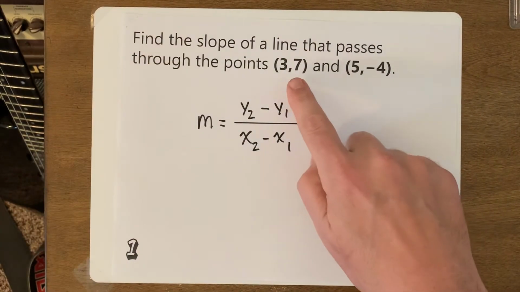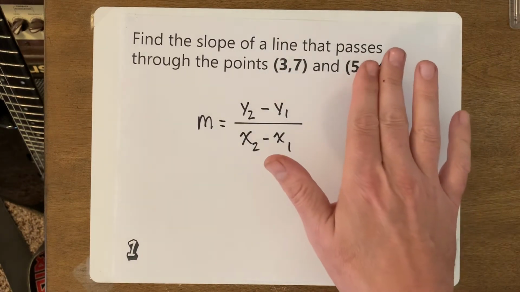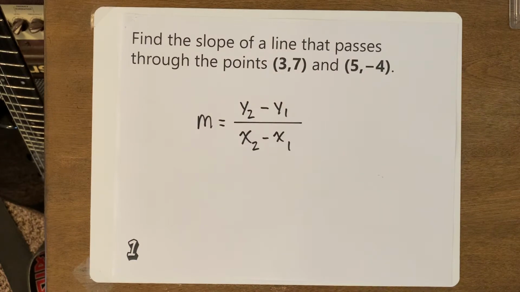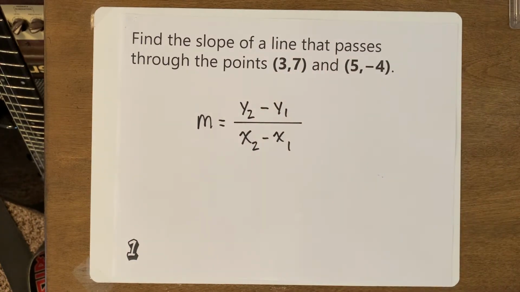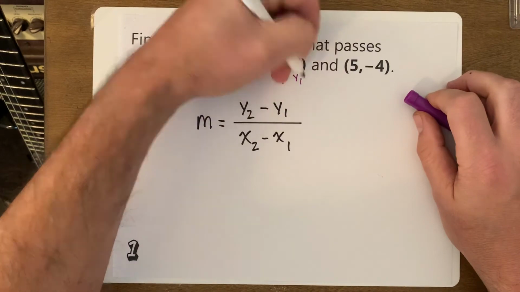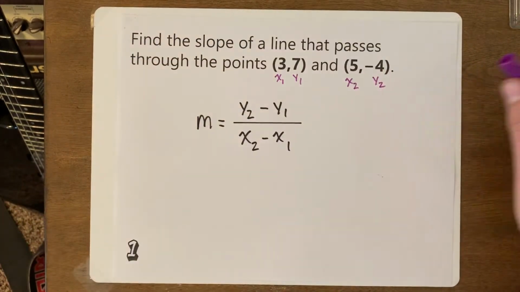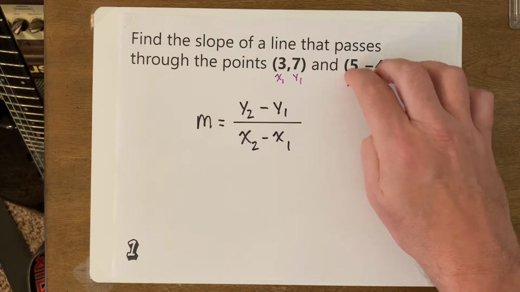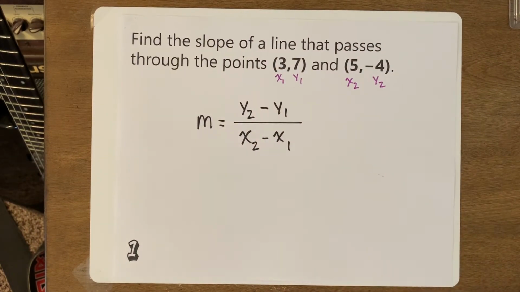Which ones do you call x1, y1, x2, y2? It doesn't really matter. If both points are on the same line, they're going to have the same slope no matter which one you pick first. However, most people are going to consider this to be x1, y1, and this to be x2, y2. But if you want to choose these to be x1, y1, and that to be x2, y2, that's perfectly fine. You'll get the same slope no matter what.